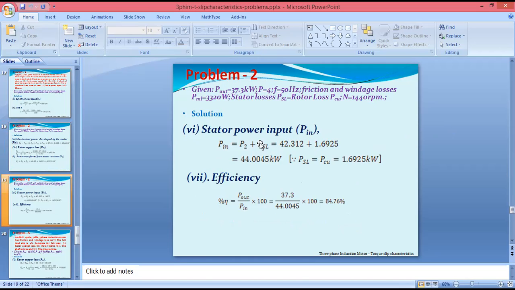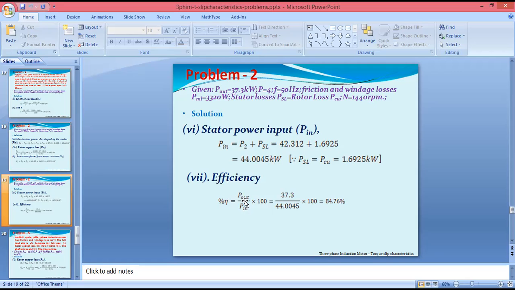But here we are taking that as a PCU. So we can take PCU 1.6925. P2 we are having, that is 42.312. So you can write this value, and you will get 44.0045. Now we are supposed to find efficiency.